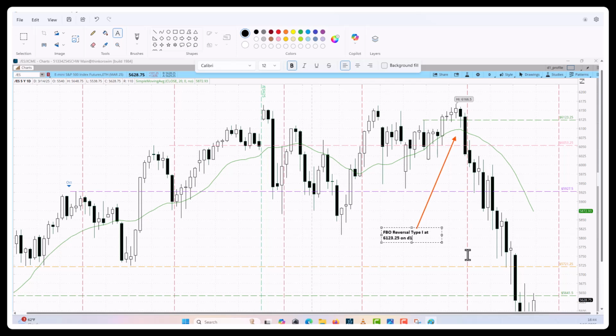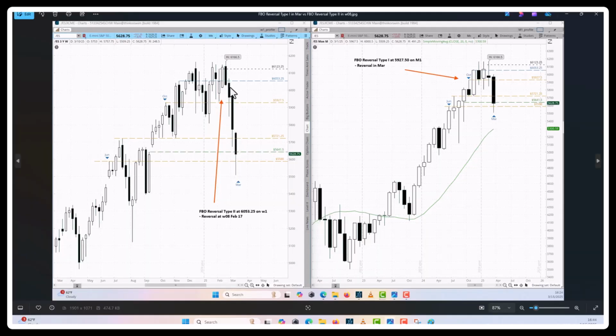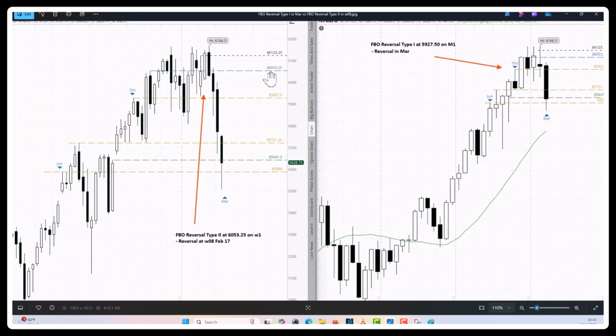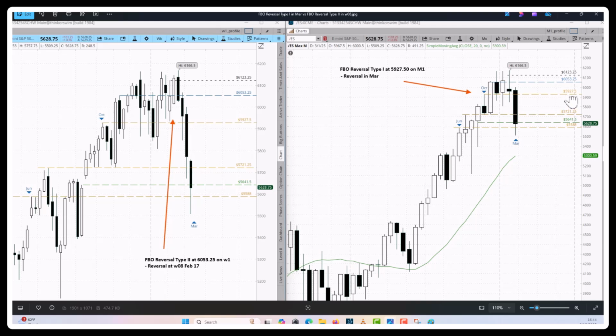61.23.25 on D1. D1 is mean daily right there. Alright, just recap. So that we have a 4 breakout reversal right here. We have a 4 breakout reversal for the weekly at 60.53, type 2. And below that, it could be the monthly at 59.27, type 1.